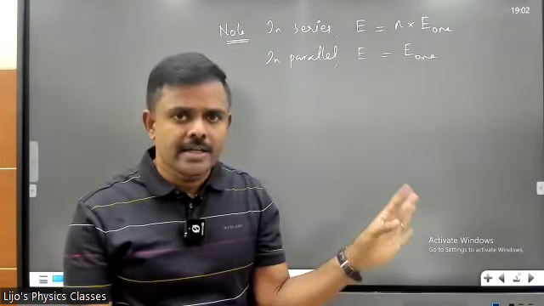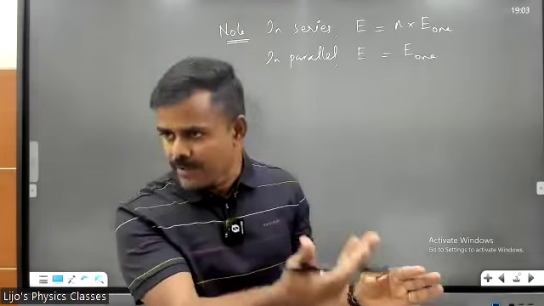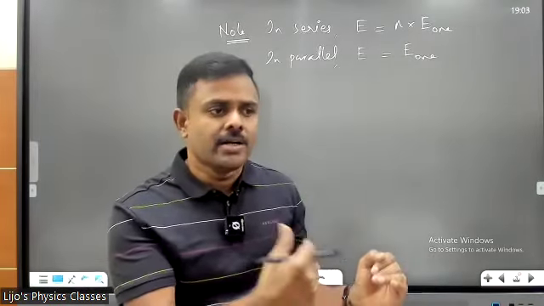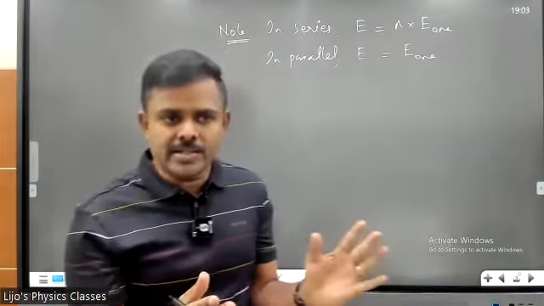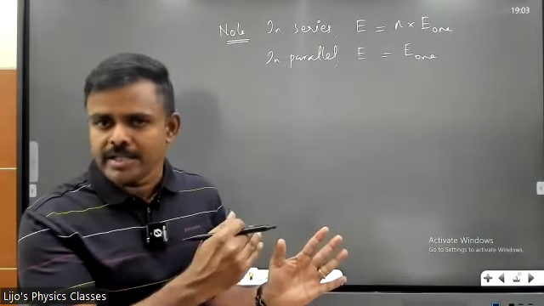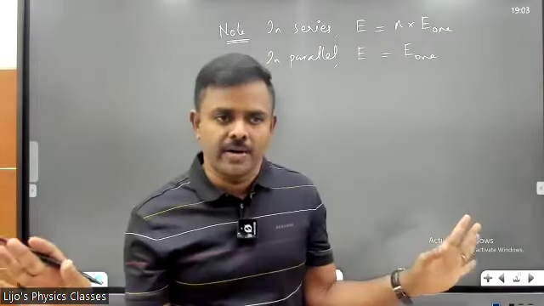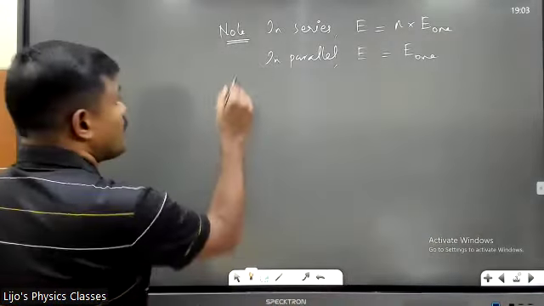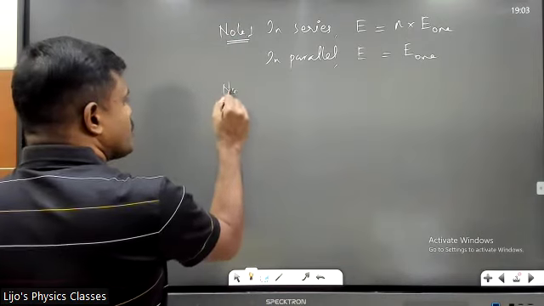Okay. So I'll repeat one more time. In series combination, number of cells into EMF of one cell. In parallel combination, only one cell. Again, in series combination, EMF of one cell into number of cells. In parallel combination, EMF of one cell alone. Okay, right. So note number 2.